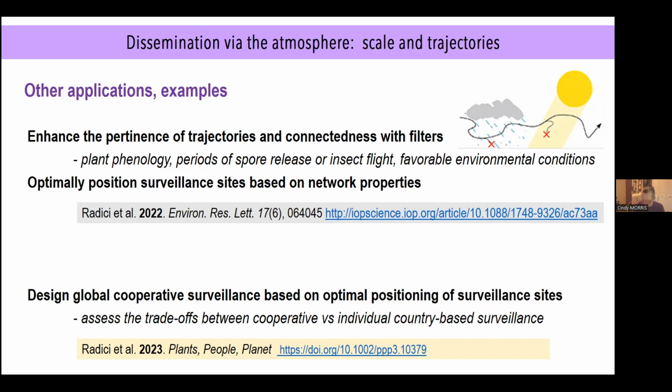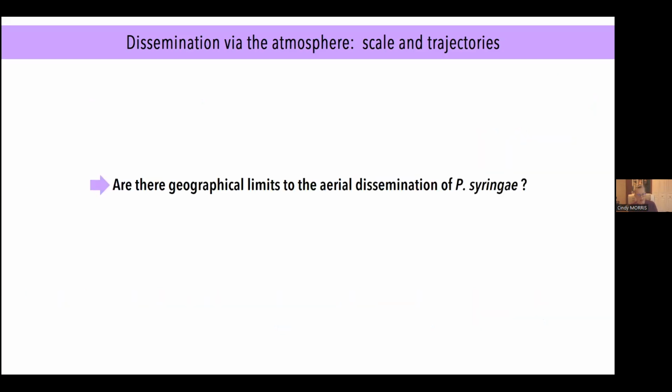So this started out with Pseudomonas syringae, but now these tools are pertinent for mapping any potential highways that microorganisms can ride on. All right, so now the other question we needed to ask: are there geographical limits to the aerial dissemination of Pseudomonas syringae? So now we know it's in the air. I've taken you up to Jungfraujoch. You think, oh, I can go anywhere now. Are there limits? What would be the limit? We need to know that.